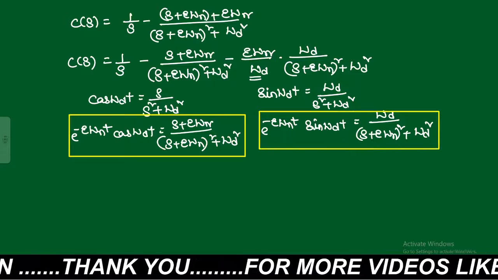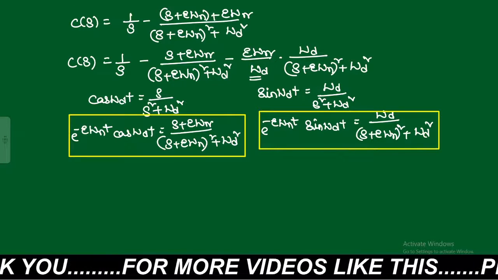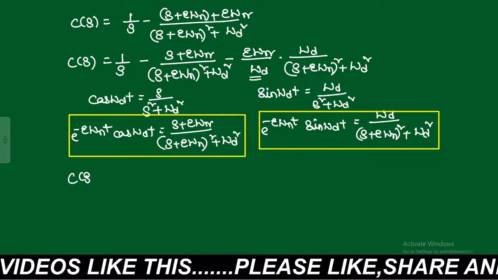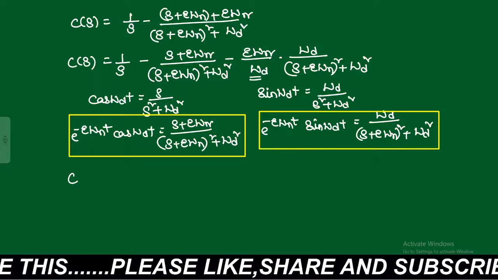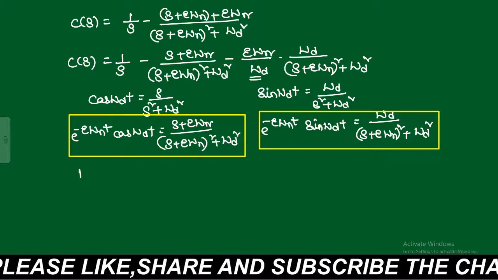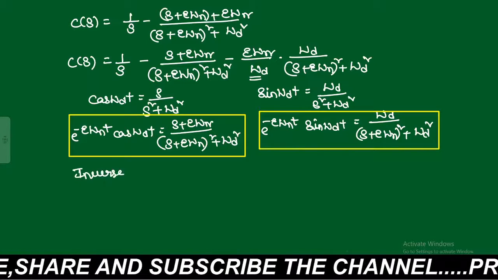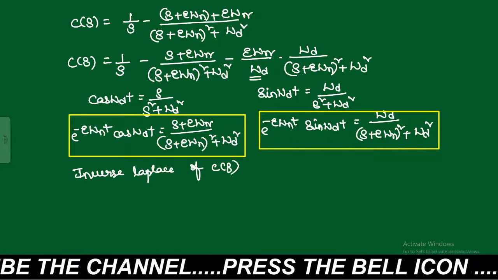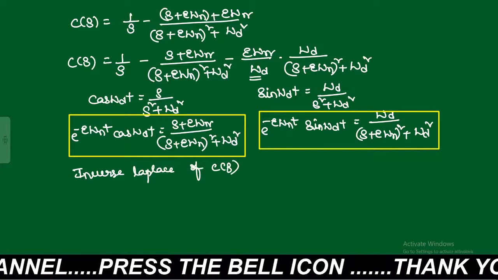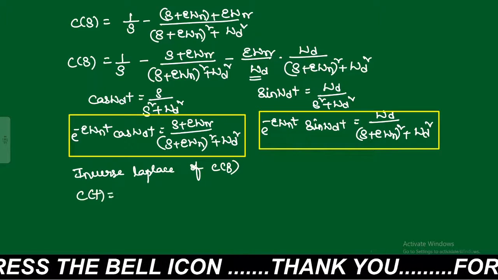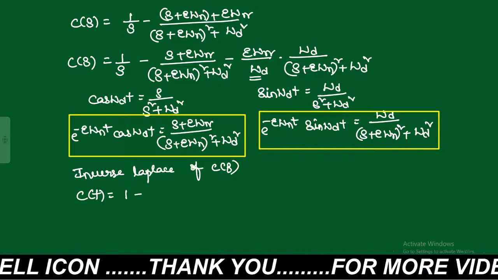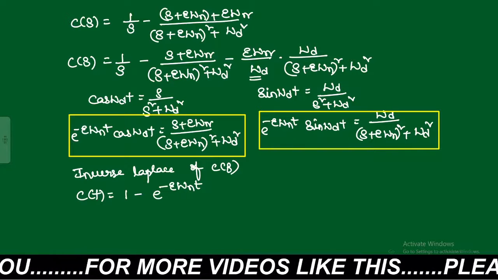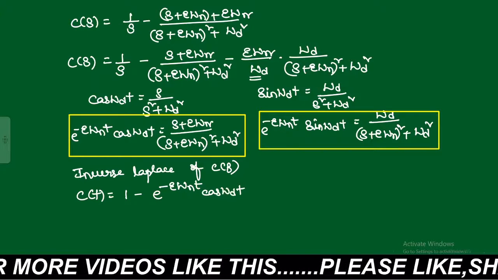To substitute the two formulas I have done all the modifications. Now I think you have understood. Now let us take the inverse Laplace of C of s. Whenever you take the inverse Laplace, on the left hand side you get c of t, and the inverse Laplace of 1 by s will be 1, then e to the power of minus zeta omega n t cos omega d t. I have just substituted this formula.